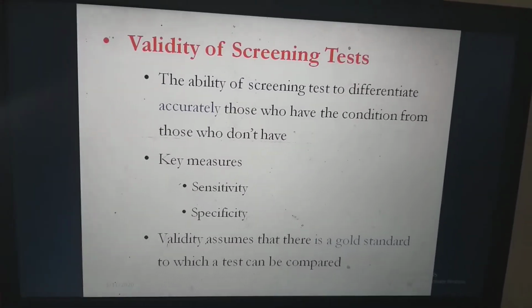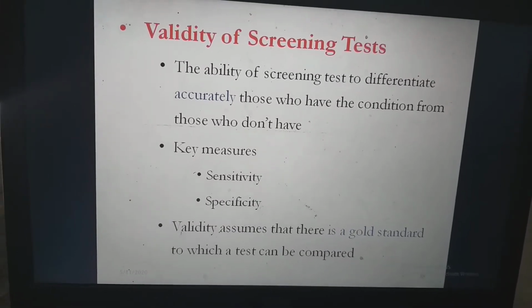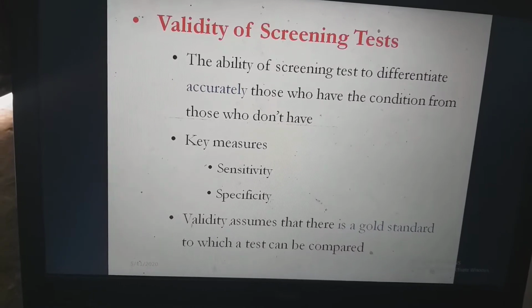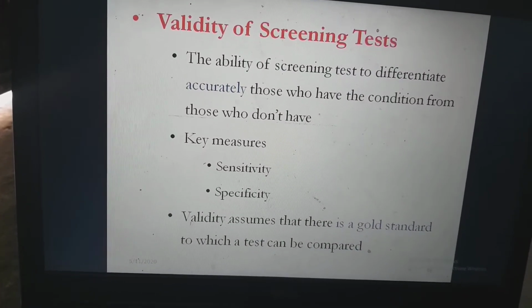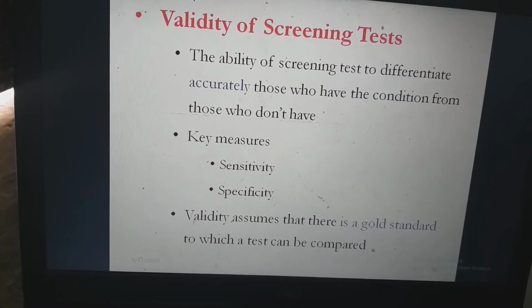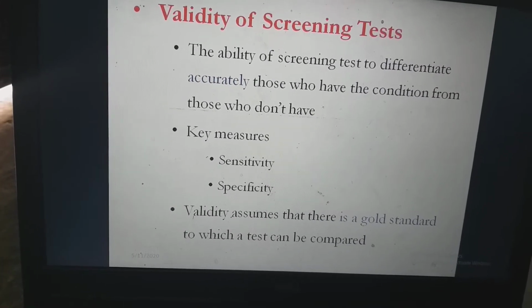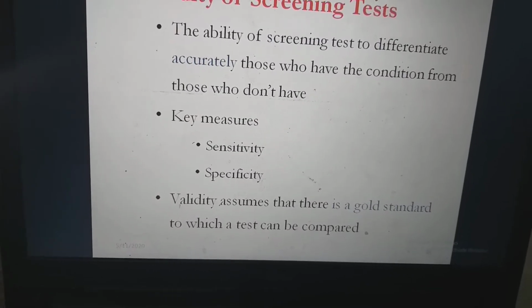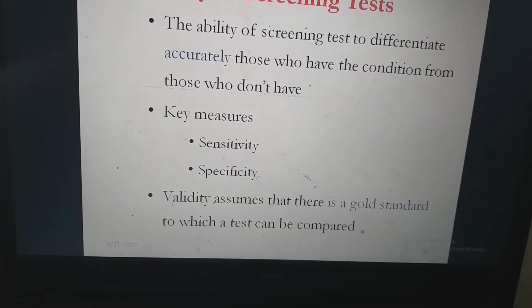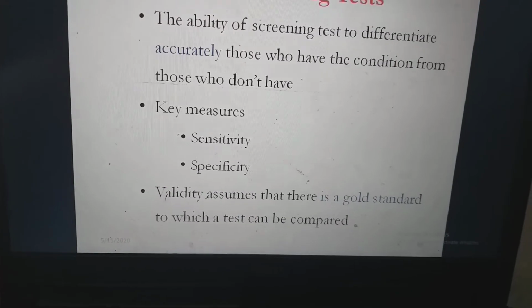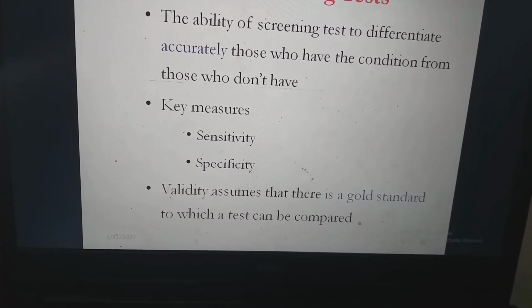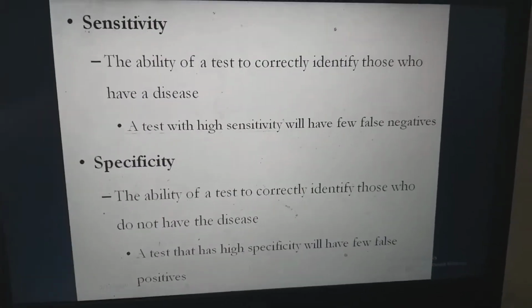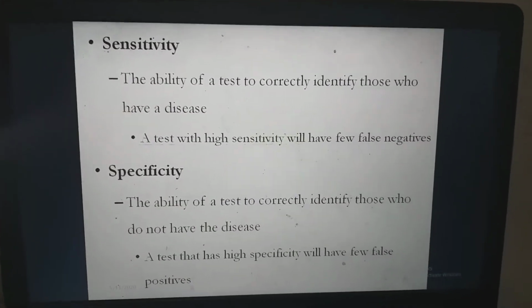Validity of screening tests. It is the ability of screening tests to differentiate accurately those who have the condition from those who do not. Key measures: sensitivity and specificity. These are two measures in screening. Validity assumes that there is a gold standard to which a test can be compared. So let's see these two. What's the difference between them?